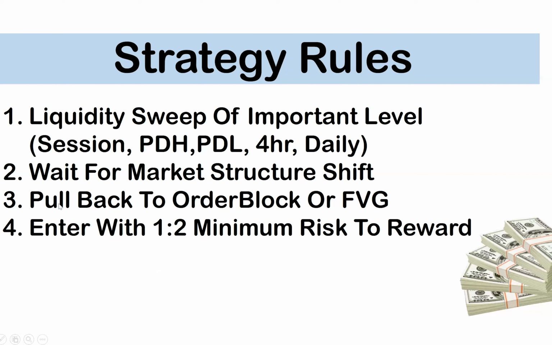The third thing that we want to wait for is a pullback to an order block or fair value gap. I have yet to make a full video on order blocks and FVGs, but essentially these are like imbalances in the market. So after we get that market structure shift, we want the market to pull back to one of these levels and respect the order block or fair value gap for it to move higher. Lastly, we want to enter with a 1 to 2 minimum risk to reward.